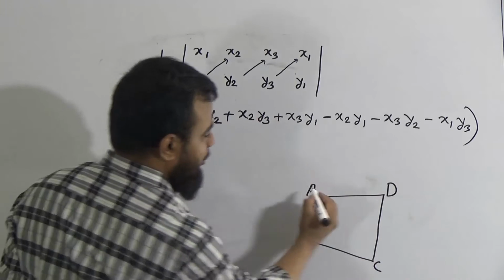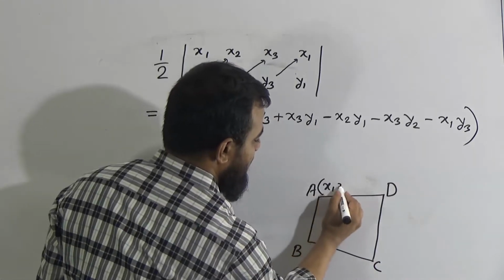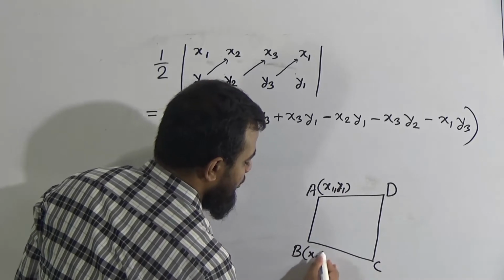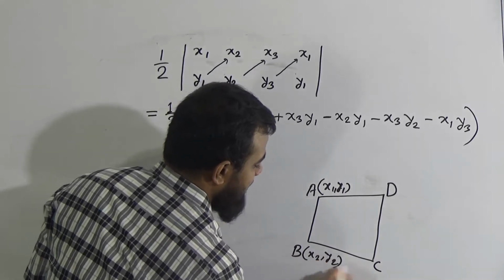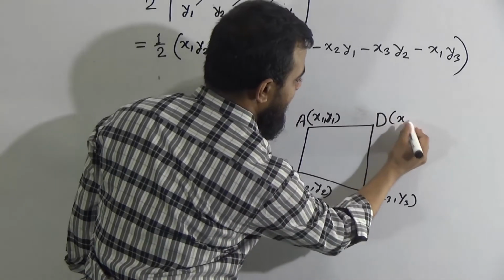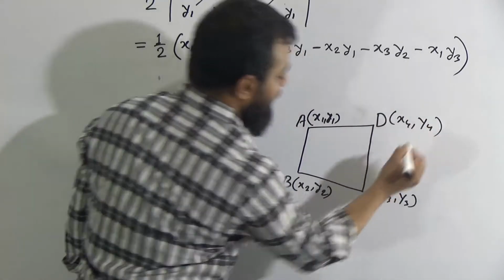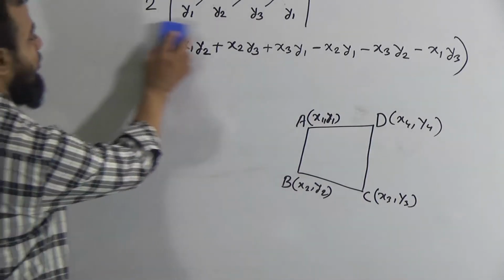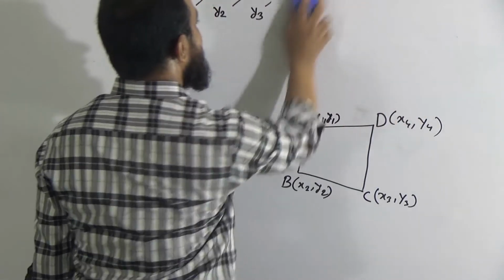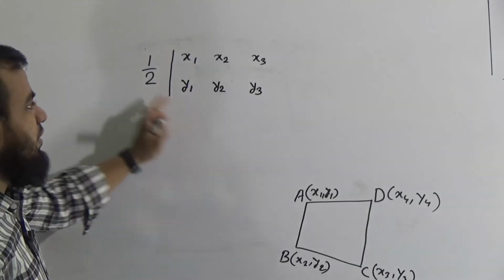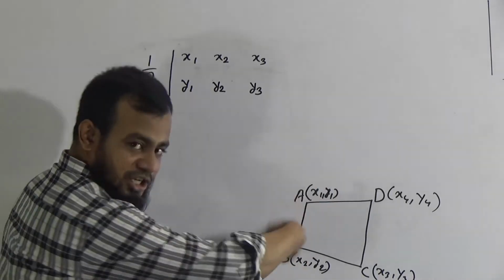Dear students, suppose A is x1, y1, B is x2, y2, C is x3, y3, D is x4, y4. Then what will be our formula? The formula will be similar. How? Look, my dear students, it's so easy. I'm writing down the formula. The formula is half with the determinant of the anti-clockwise order again.